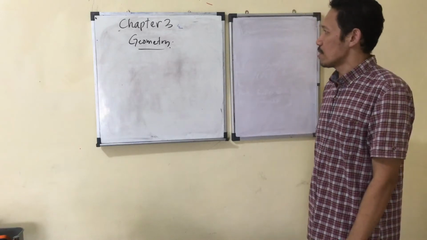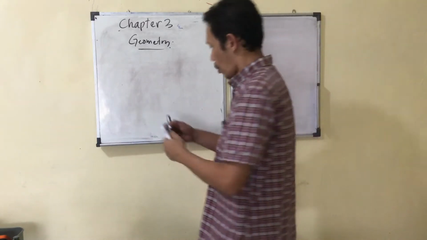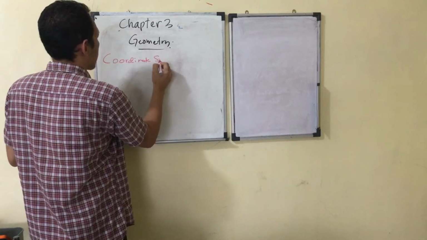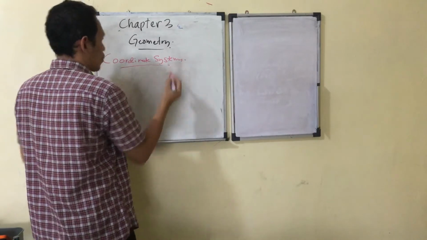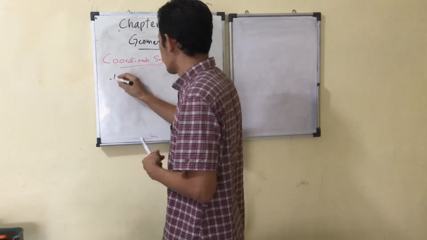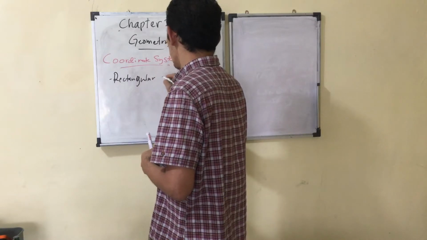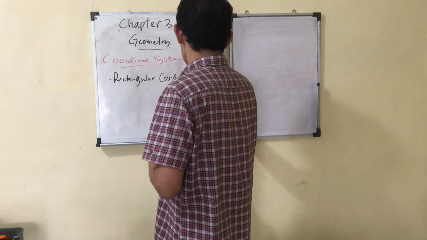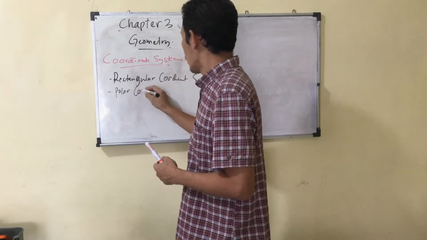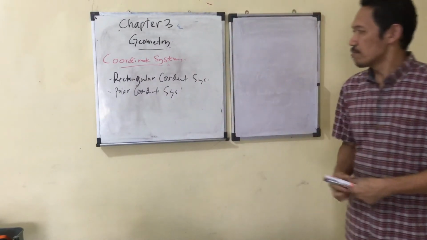In the first topic here, we're going to look at coordinate systems, right? There are two different types of coordinate systems that we're going to use. Number one is the rectangular coordinate system, and the second one is the polar coordinate system. Polar coordinate systems and rectangular coordinate systems.